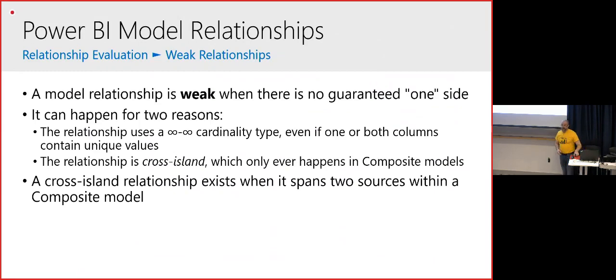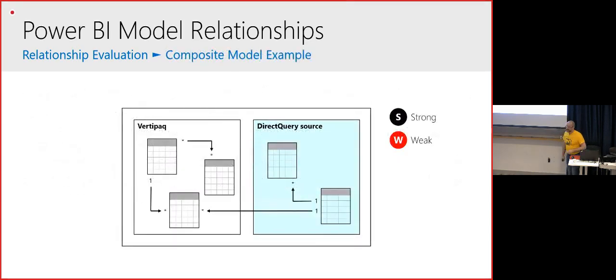So weak relationships are always many-to-many relationships, where the cardinality is many-to-many. Or you have a composite model. Look at this. This model has vertipack tables. These are import tables. And it uses a direct query source in the same model. And look at the relationships between tables. Where are the strong relationships here? Can anybody tell me?